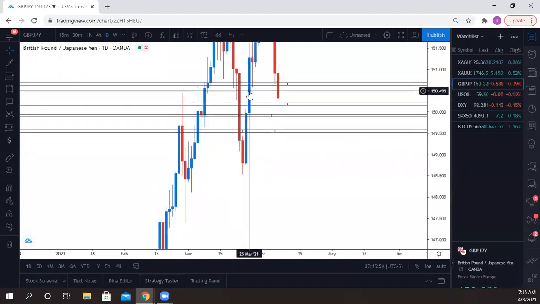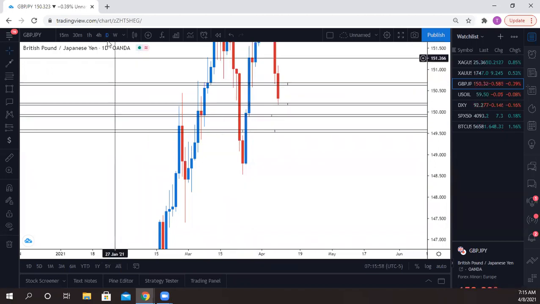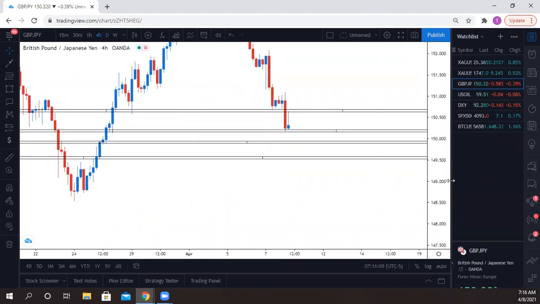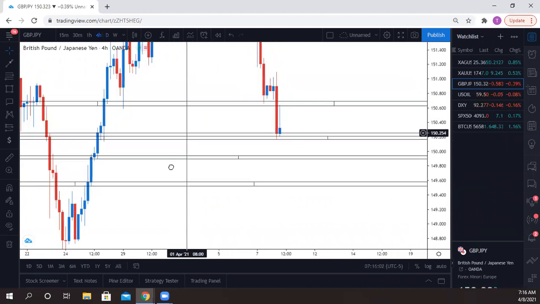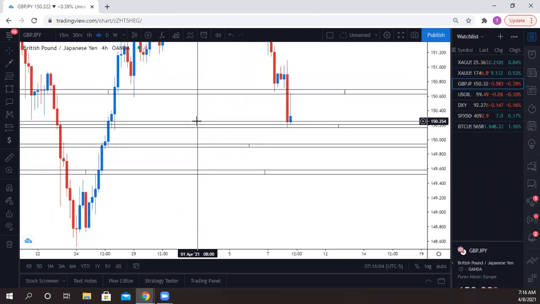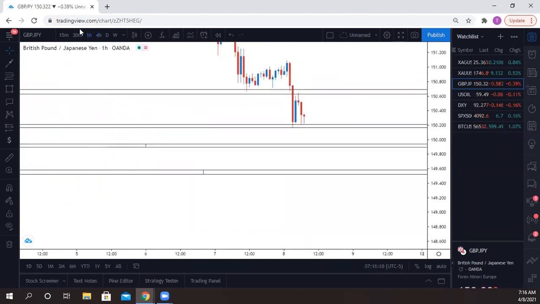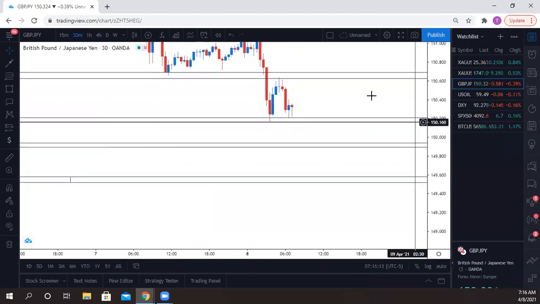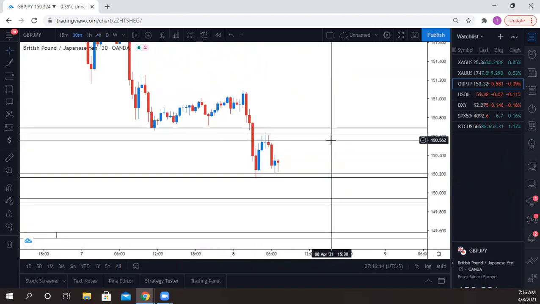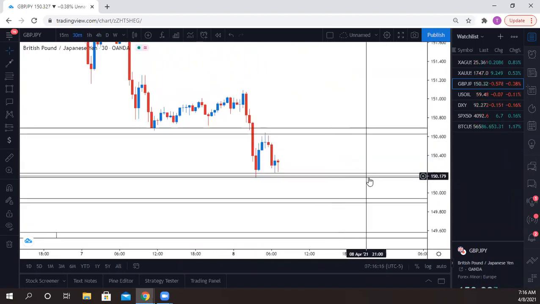This daily candle's pretty clean, back down to like 149.909. So that runs in confluence with our 4-hour range. The 4-hour is pretty bearish, creating a nice rejection wick here, a nice clean range. Same thing on the hourly. We're really just trying to look for some better lower time frame closes right now.